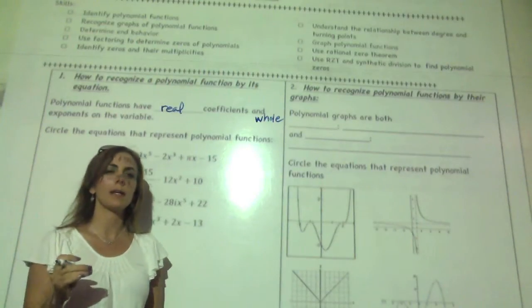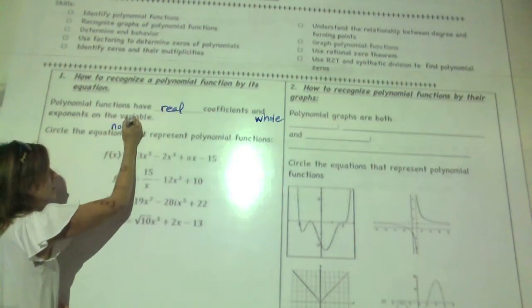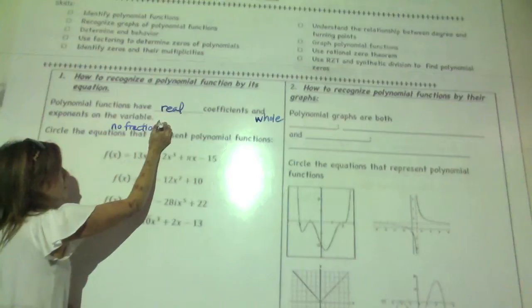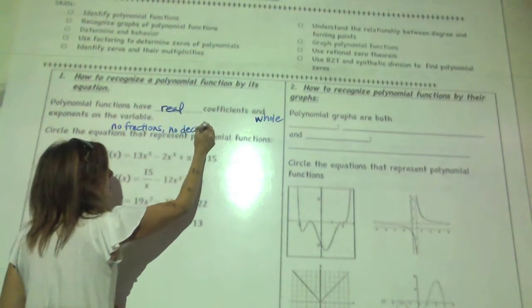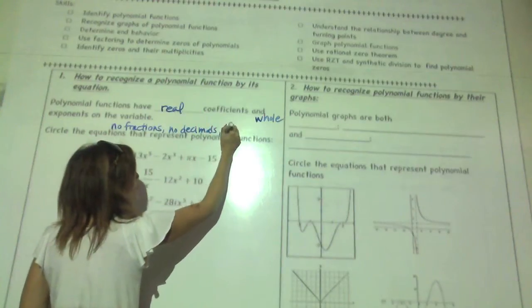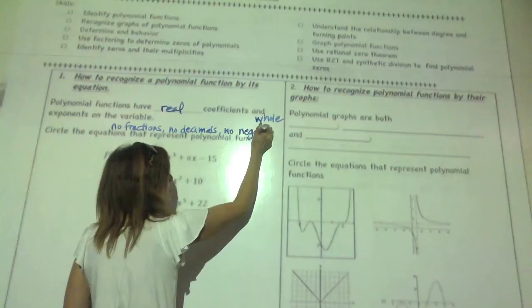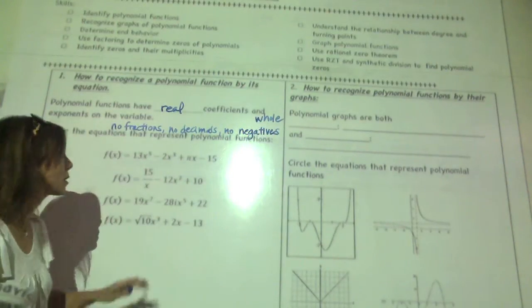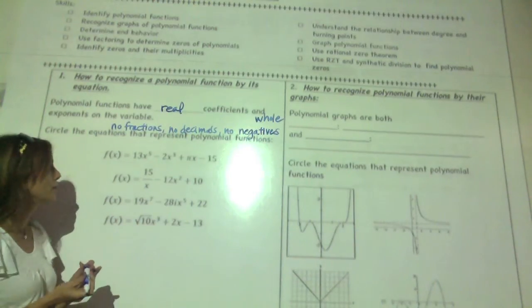So what does that mean it cannot be? That means there are no fractions, there's no decimals, and there's no negatives for the exponents to be whole. So we're going to look at these examples of functions and decide if they're polynomials or not.